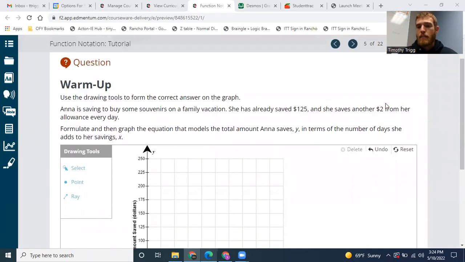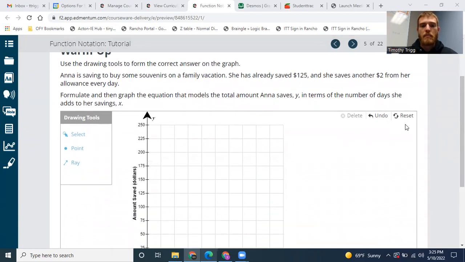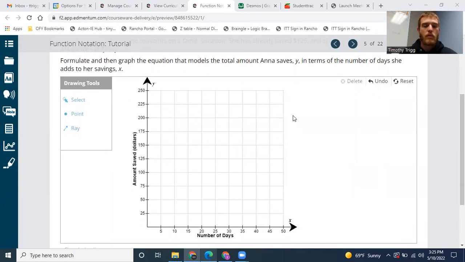That's where the first problem is. And it says, Anna is saving to buy some souvenirs on a family vacation. She has already saved $125 and she saves another $2 from her allowance every day. Formulate and then graph an equation that models the amount Anna saves, Y, in terms of the number of days she adds to her savings, X.